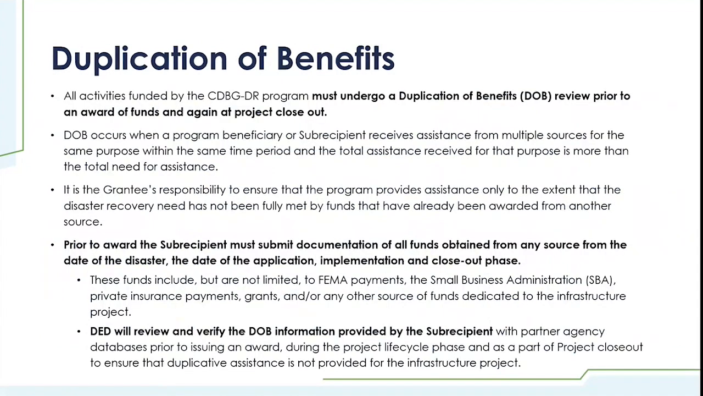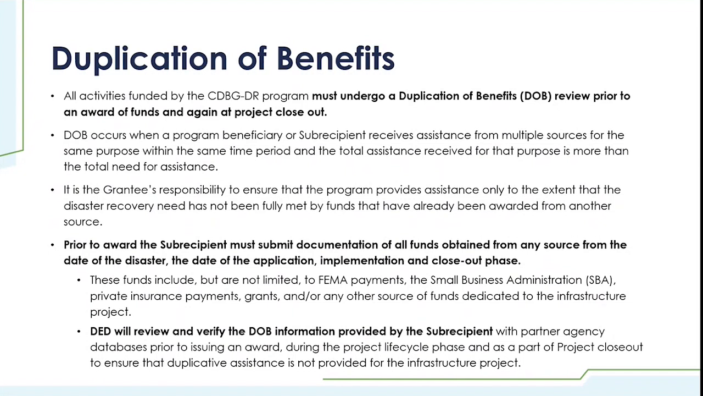Okay, the next category we're going to talk about is duplication of benefits. So all activities funded by the CDBG-DR program must undergo a duplication of benefits review prior to an award of funds. This will also occur at project closeout. As we know, during the life of a project, a lot of things can change. So once again, at project closeout, there will be another duplication of benefits review just to ensure that no additional funding was received and nothing with regards to the award amount has changed.